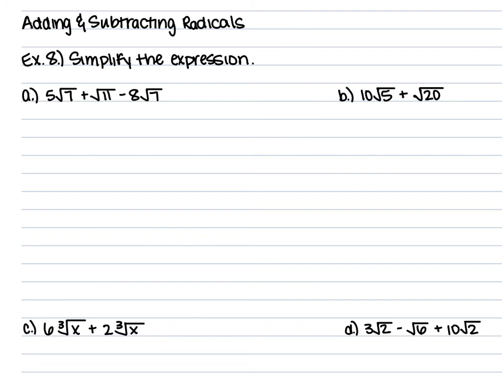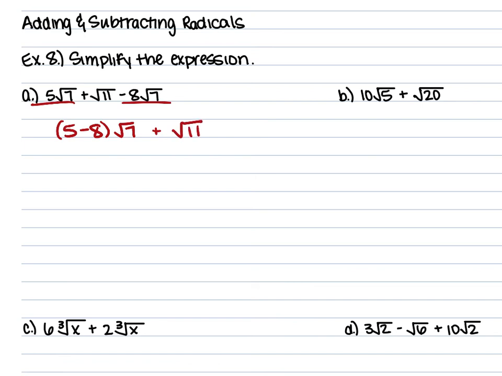So if we look at example 8a, we have 5 square root 7 plus the square root of 11 minus 8 square root 7. Your only like terms here, since you cannot simplify any of these radicals, are the negative 8 square root 7 and the 5 square root 7. The reason why is because the square root of 7 in both terms has the same index and the same number underneath the radical. So you can combine the 5 and the negative 8 in front of the square root of 7, and that square root of 11 is just going to stay.